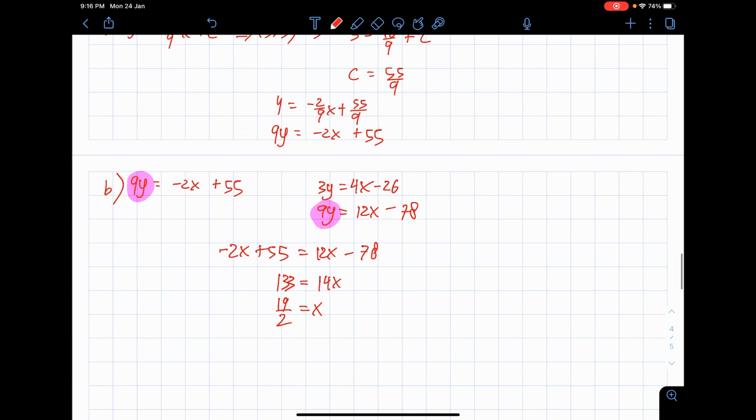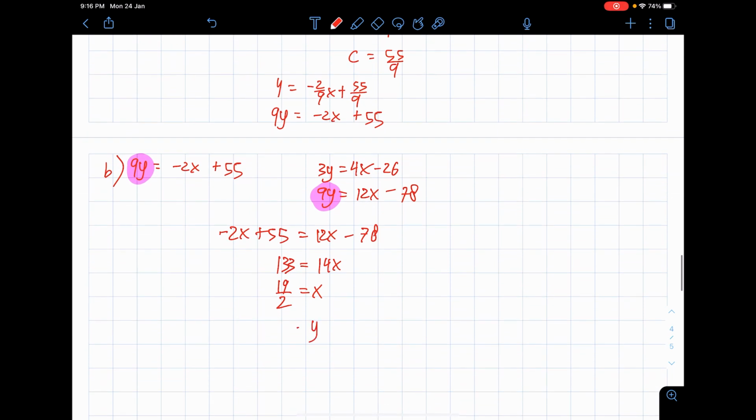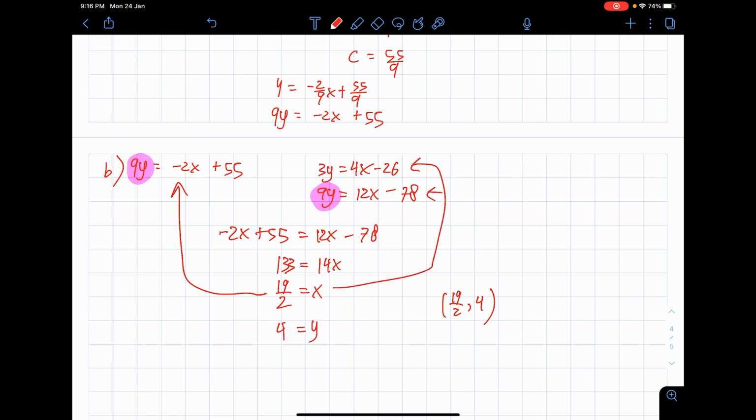Okay, hence to find out the value of y, I just need to sub in the x value to whichever equation you want, the first or the second. You're gonna get the answer to be 4. Okay, hence the coordinate is 9 over 2, 4. Again you can substitute the x value here, or you can substitute the x value over here, or over here also can, whichever you like. Okay, you will do the job.